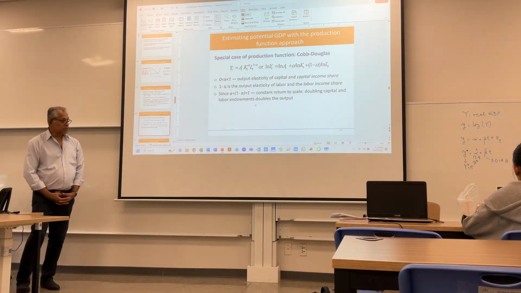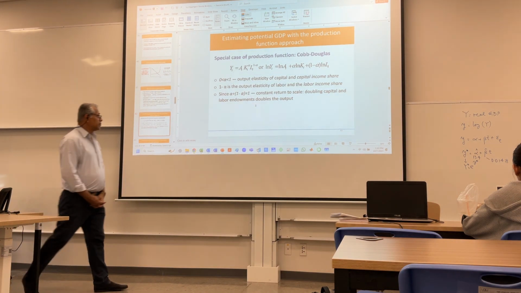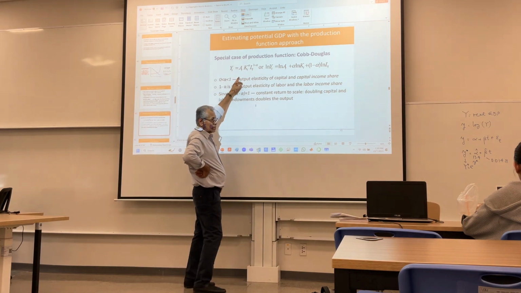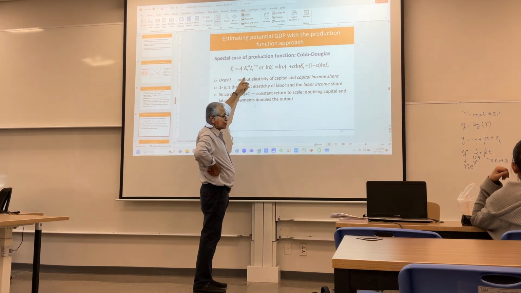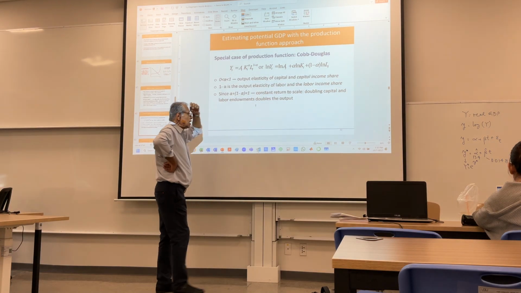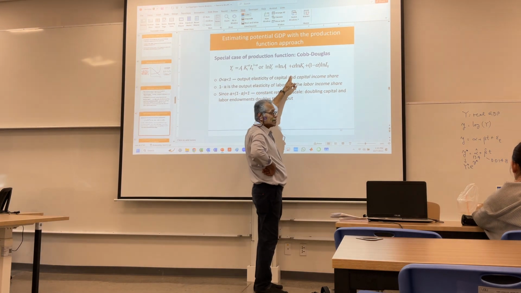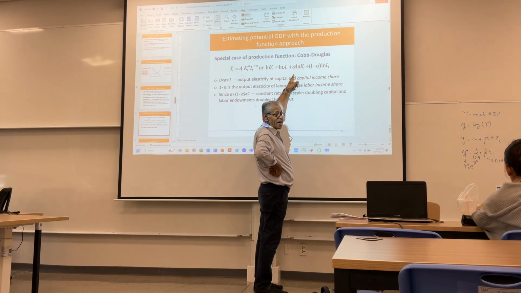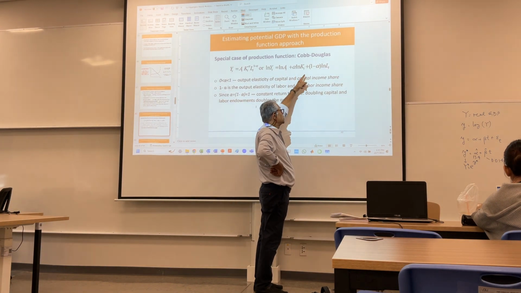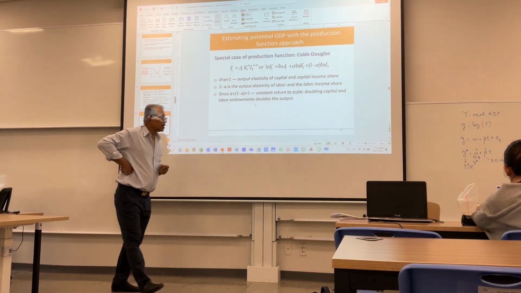All of that is put together in a simple production function where the level of output depends upon the level of technology, the amount of capital, and the amount of labor. And if you write it in log terms, that becomes log of Y is equal to log of A plus alpha, which is the share of capital in total output, plus 1 minus alpha, the share of labor in total output.